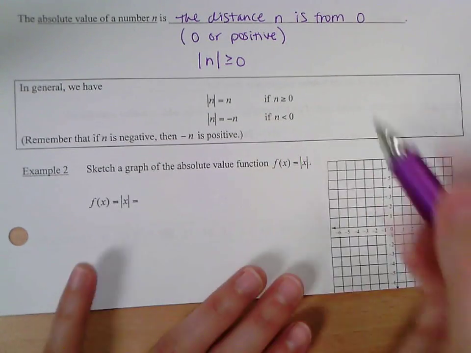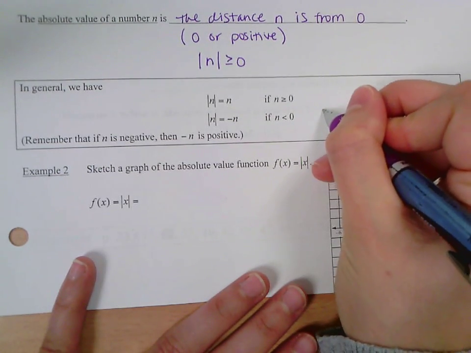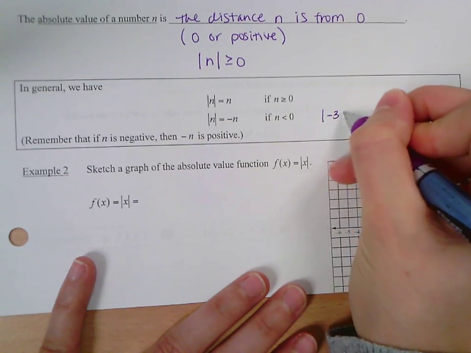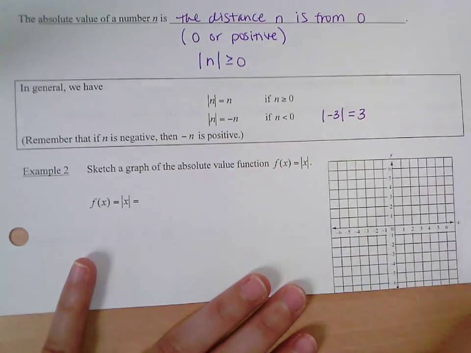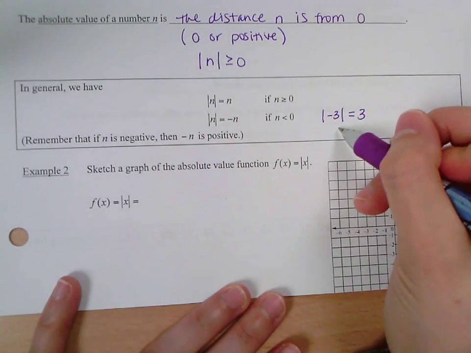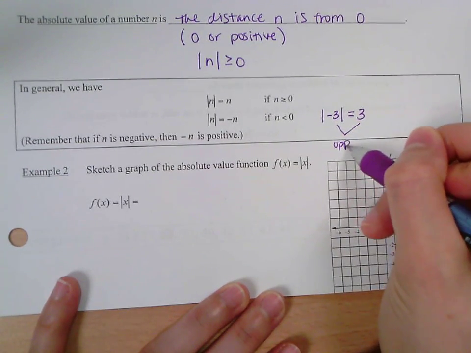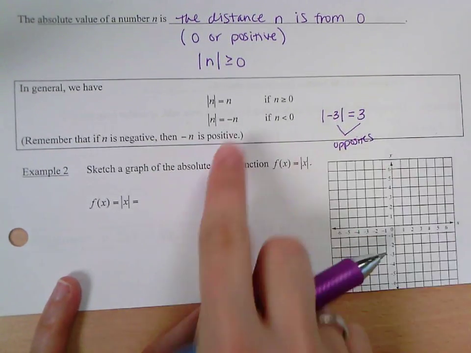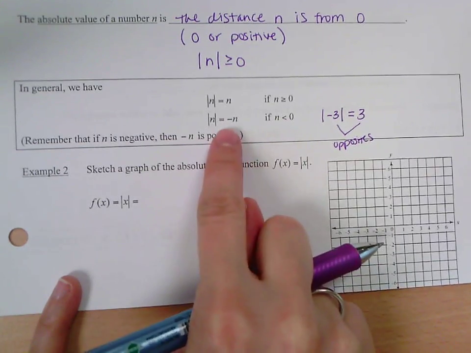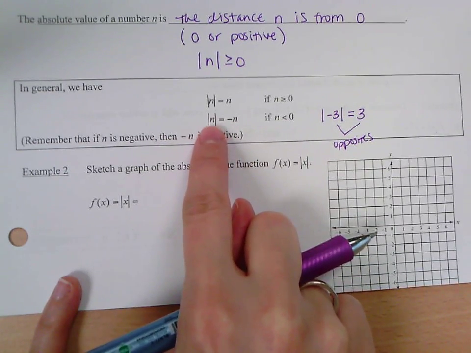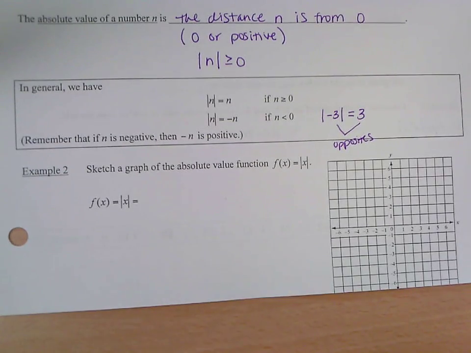So an example of this one is if I have the absolute value of -3, I know that's going to equal +3. -3 and +3 are opposites. So that's to help make sense of this, why it's showing the absolute value of n is equal to the opposite of itself. If n is a negative number, the absolute value of that number is its opposite because it's positive.